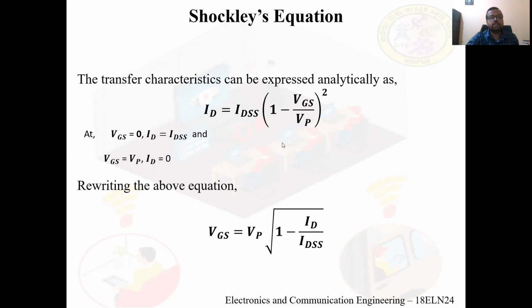ID is equal to IDSS times (1 minus VGS divided by VP) whole square. IDSS is nothing but the drain to source saturation current when the VGS voltage is equal to 0. As we saw here, when VGS is 0, this equation reduces to ID is equal to IDSS. And when VGS is equal to VP, ID is equal to 0, right? And if you want to calculate the values of VGS, you can use the same equation: VGS is equal to VP times square root of (1 minus ID divided by IDSS).